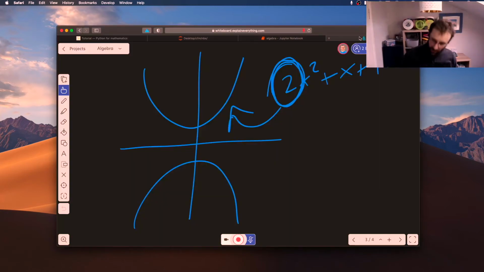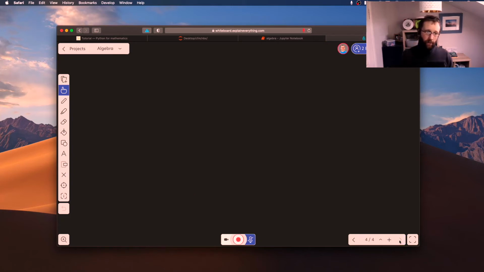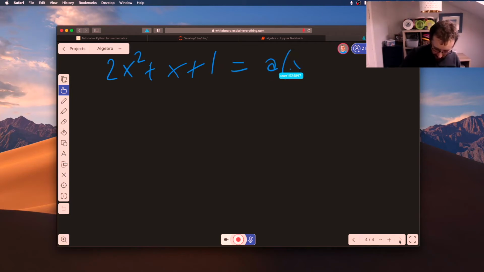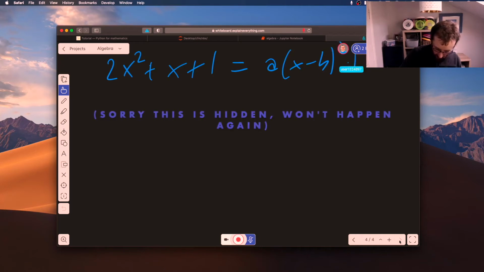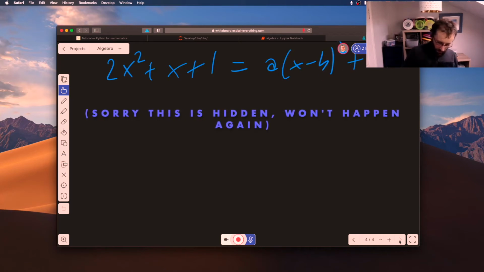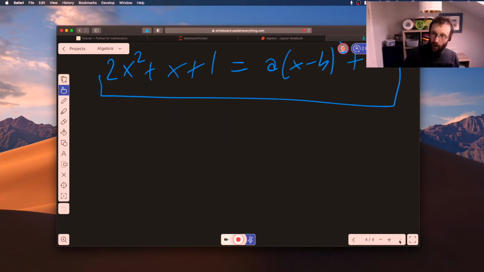So if we go back to the blackboard, and we got 2x squared plus x plus 1. Completing the square means writing that out as a times x minus b squared plus c. All right? And so really what we want to do is we want to solve this equation.